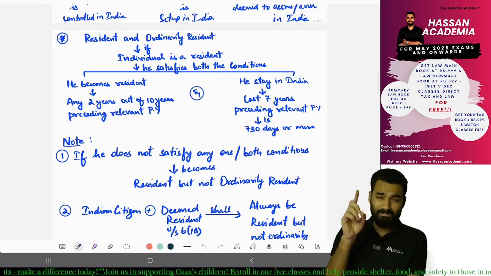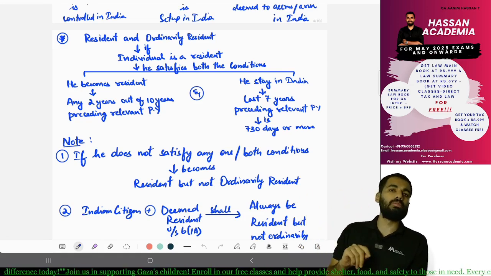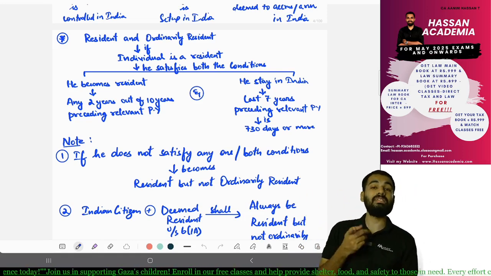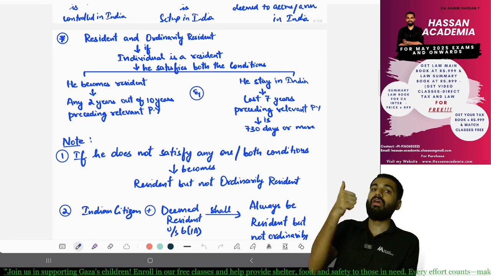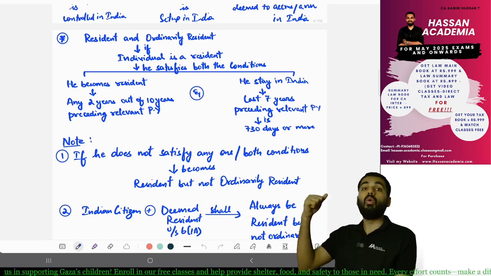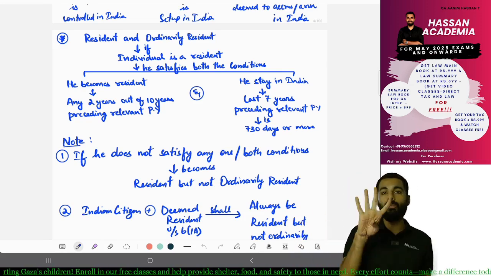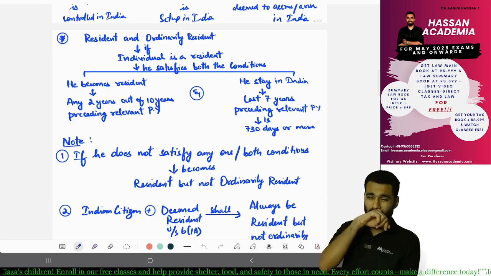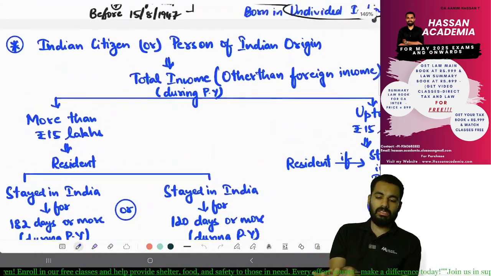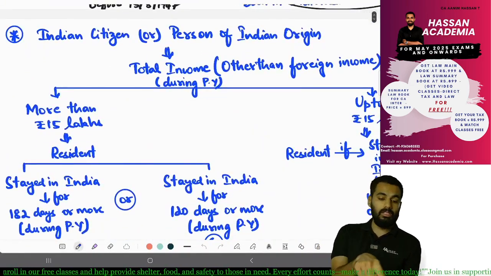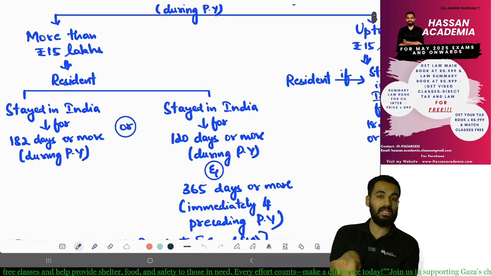Third one. Next. If he is an Indian citizen or person of Indian origin and his total income is more than 15 lakhs, then in that situation what you have to see is whether he can be a resident only if he stays 182 days or more, or 120 days during the previous year and 365 days in the 4 preceding previous years. Let's say he did not satisfy 182 days. I'll also show you.